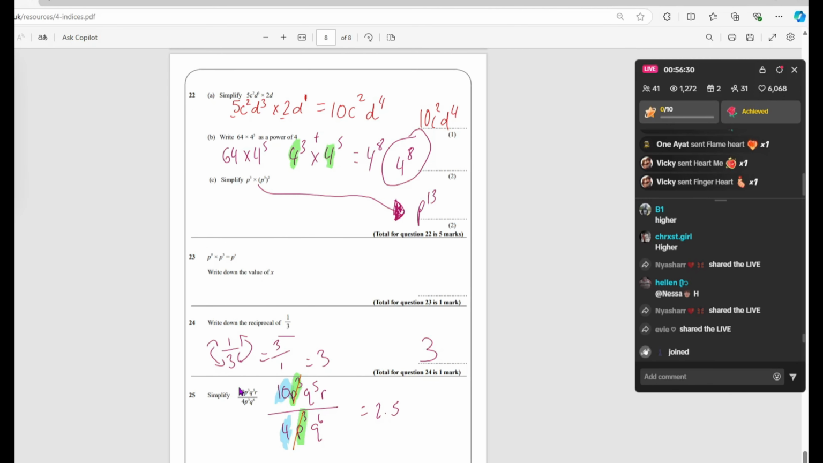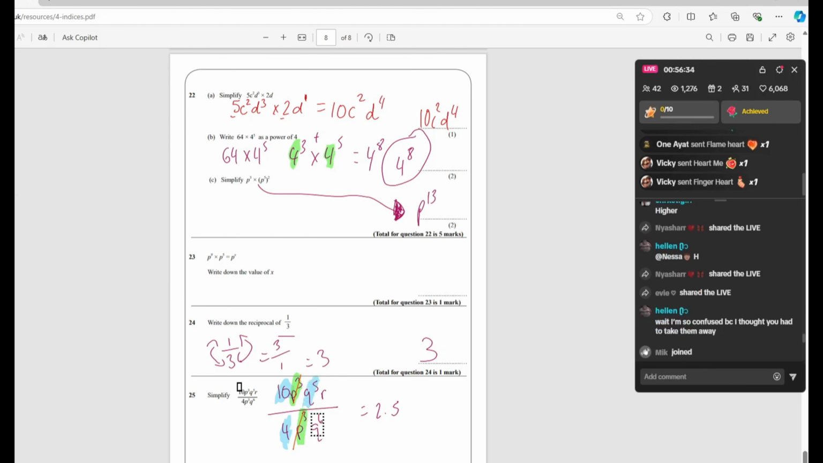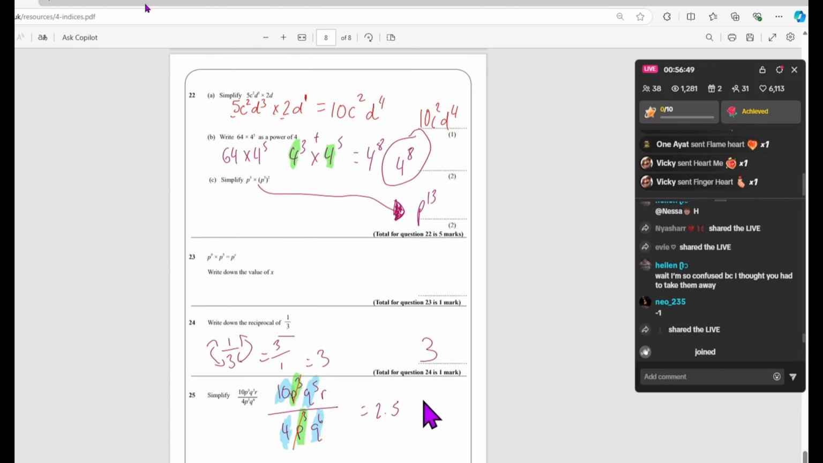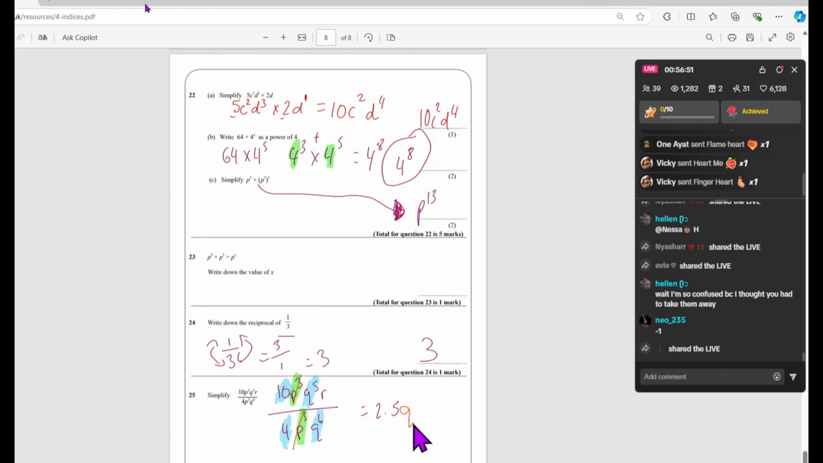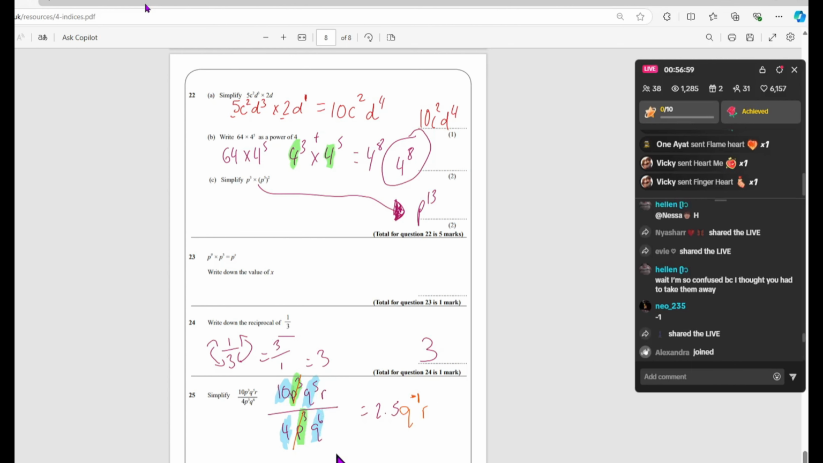And then we are going to do q to the power of 5 divided by q to the power of 6. And this is when it gets a bit tricky. Now, we do 5 minus 6. 5 minus 6 is going to be q to the power of -1. And then this r is going to stay like that, because it is just r dividing each other, okay?